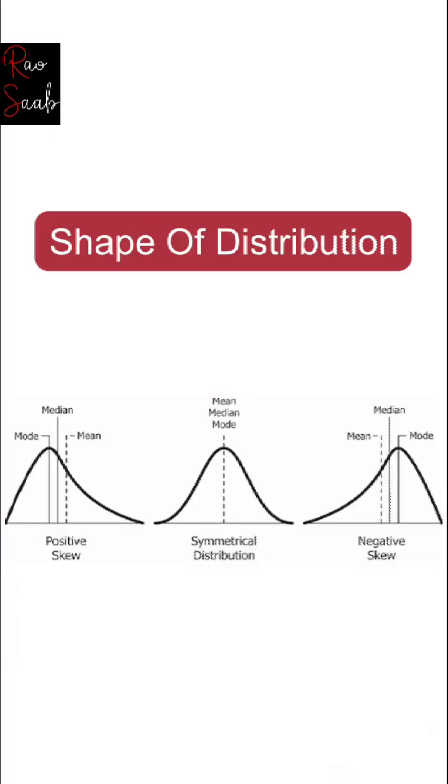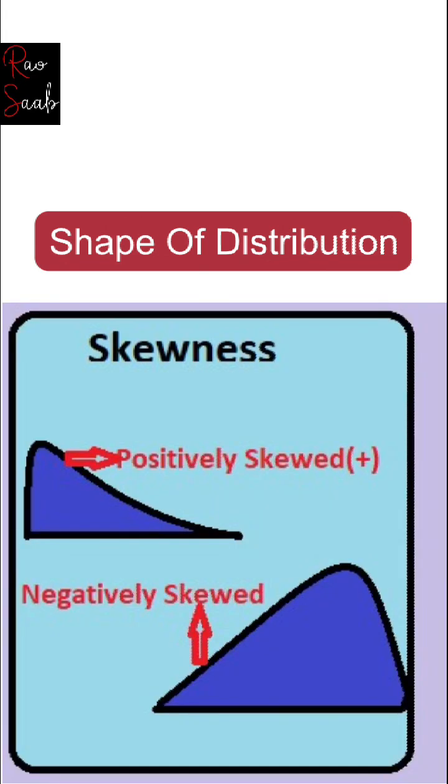The third part of descriptive statistics is the shape of the distribution. It has skewness and kurtosis. Skewness tells us whether the data is symmetric or tilted to one side or the other. Positive skew has a longer tail on the right and negative skew has a longer tail on the left. For example, income data of people is usually positively skewed because a very small number of people earn extremely high incomes.